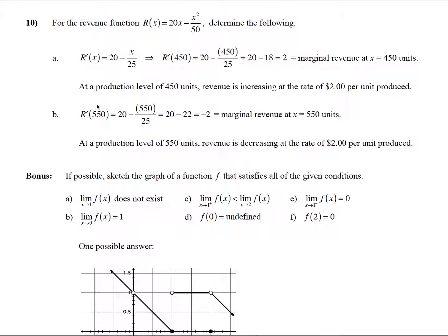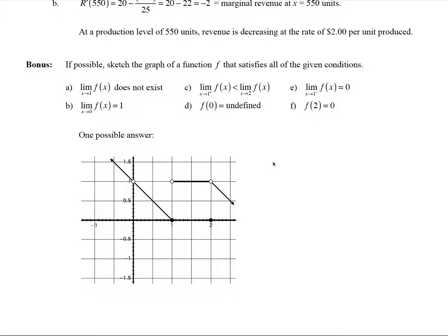When we do the same for 550 units, then we see 550 divided by 25, same derivative with a different value substituted in. And so 550 divided by 25 is 22, so we subtract 22 from 20, that gives us a negative 2. And so at a production level of 550 units, revenue is decreasing because this is a negative number. So it is decreasing at the rate of $2 per unit produced. So that's number 10, marginal revenue.